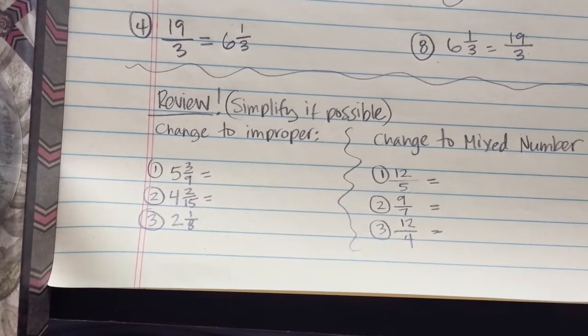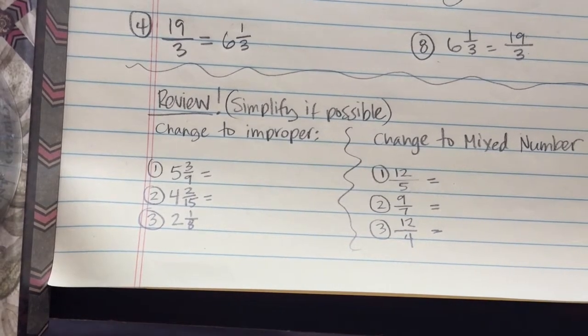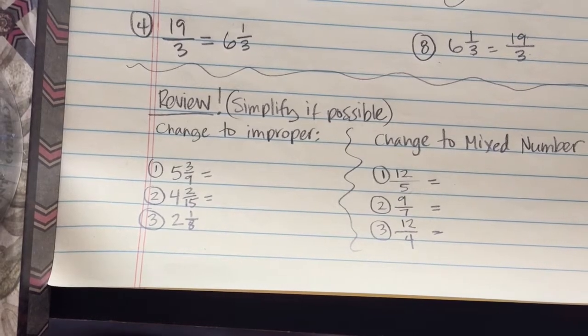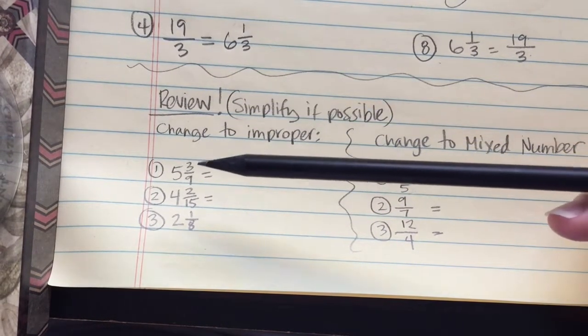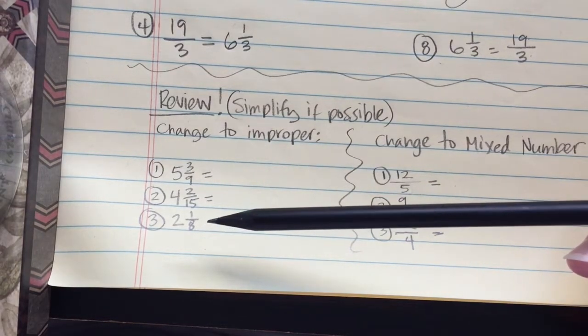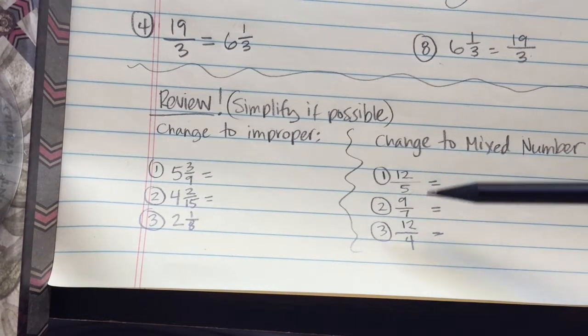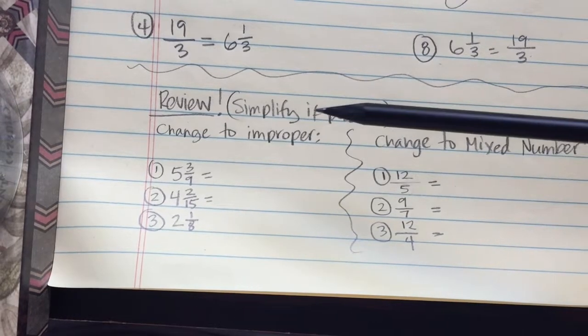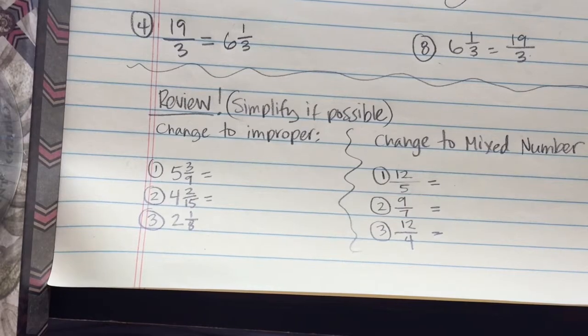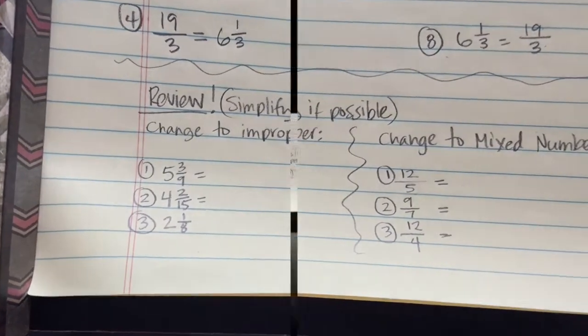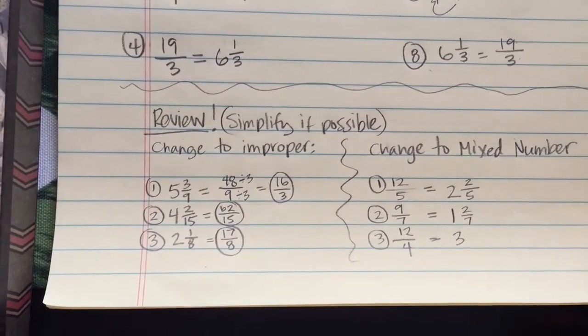Before we start adding and subtracting mixed numbers, let's do a quick review of what we did with improper and mixed numbers. I have some problems here for you to work on. The first three you're going to change to improper fractions, and the other three you're going to change to mixed numbers and simplify if possible. Go ahead, pause the video and get started, and then I'll come right back with the answers. All right, so here are your answers.